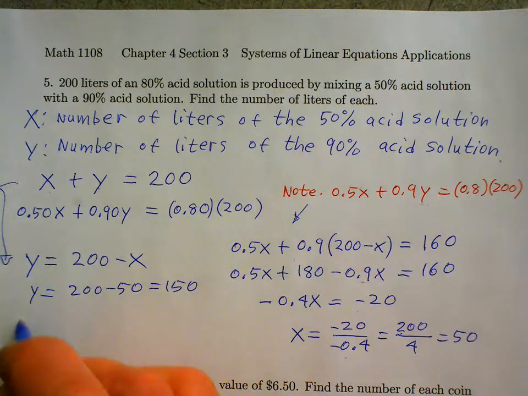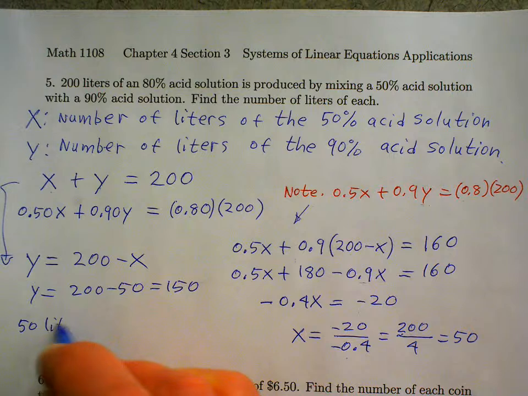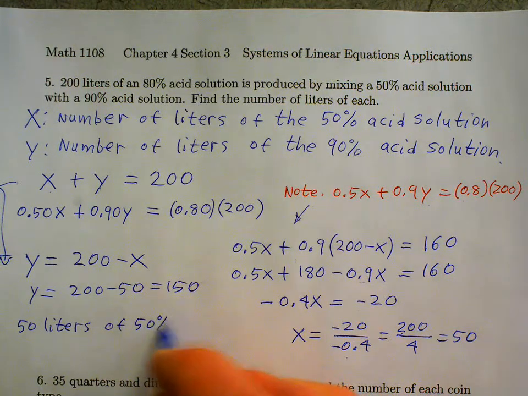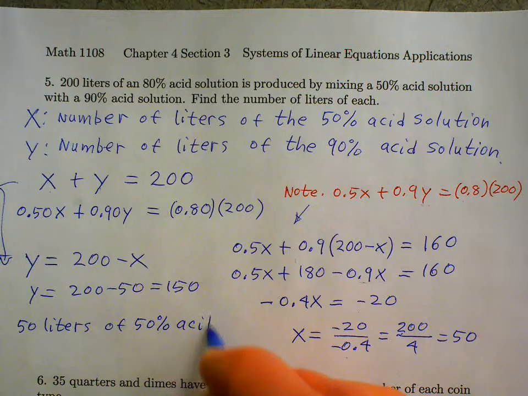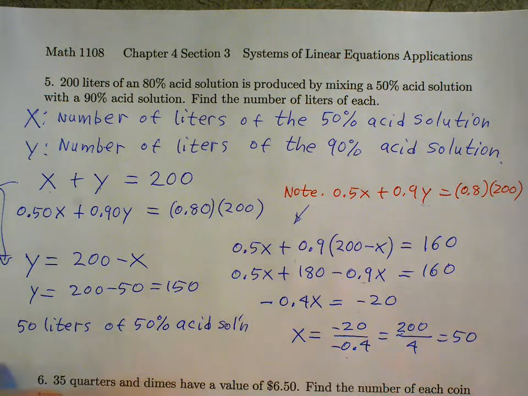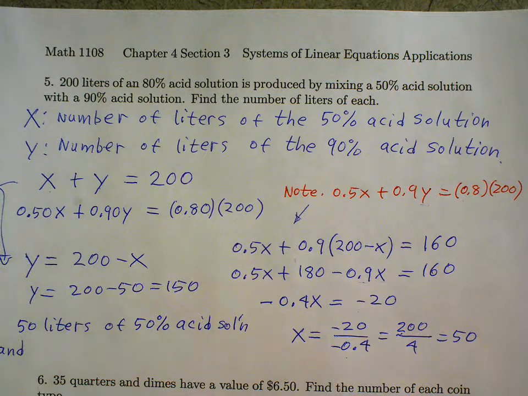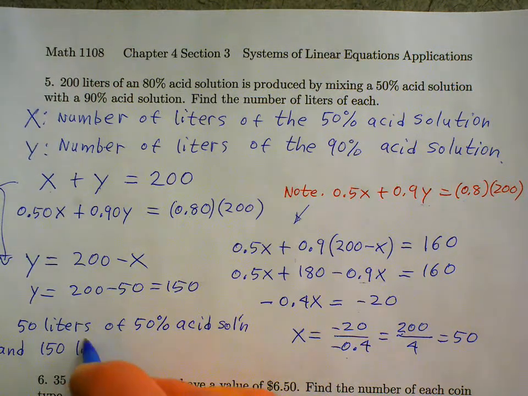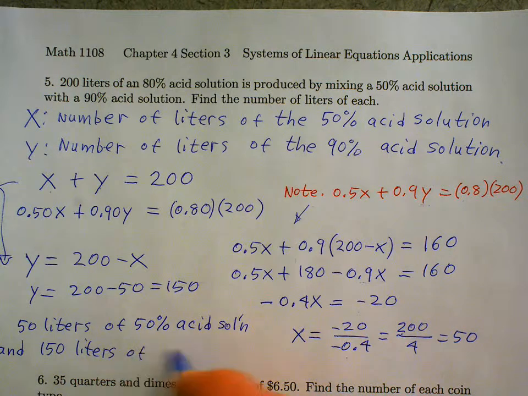Okay, so 50 liters of 50% acid solution and 150 liters of the 90% acid solution are needed.